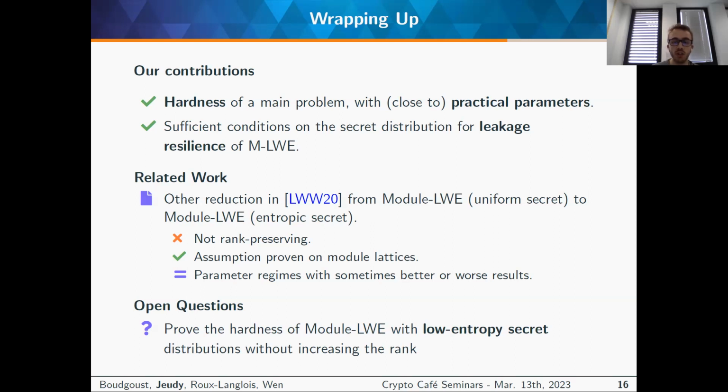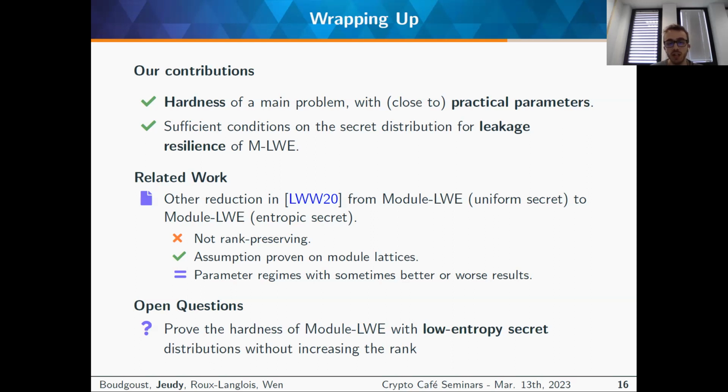For this second work on the entropic secret, I mentioned a previous work from Min Wang and Wang from 2020, which does roughly the same thing, but they start from module LWE. And so inherently, they suffer from the same problem that we had, which is the rank increase in the reduction. So they don't have a rank preserving reduction.